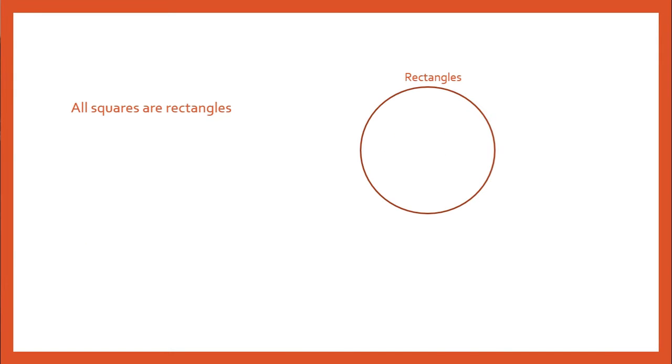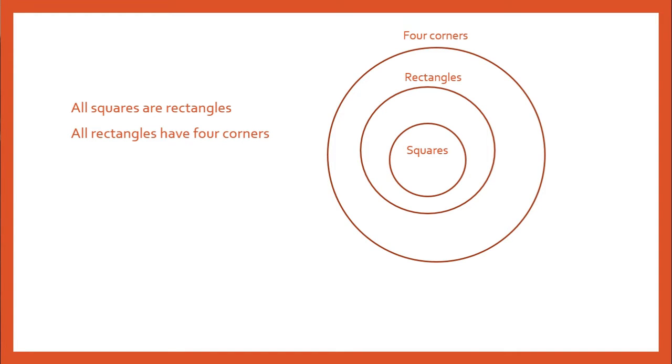Next, all squares are rectangles, so we need a circle to represent rectangles and a circle to represent squares. Next, all rectangles have four corners. Now, in this situation, what we need to do is have a circle going all the way around our circle representing rectangles. And so this means that, again, everything that is a rectangle also has four corners.